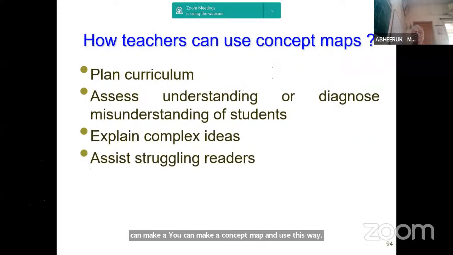So you can plan curriculum. Teachers can use it for planning curriculum, assessing understanding and diagnosing misunderstanding of the students. You can ask the students to make a concept map and then check how they are connected, whether it is correct or not. That way you can understand the students' knowledge, explain complex ideas and assist struggling readers who are reading some particular complicated chapter.